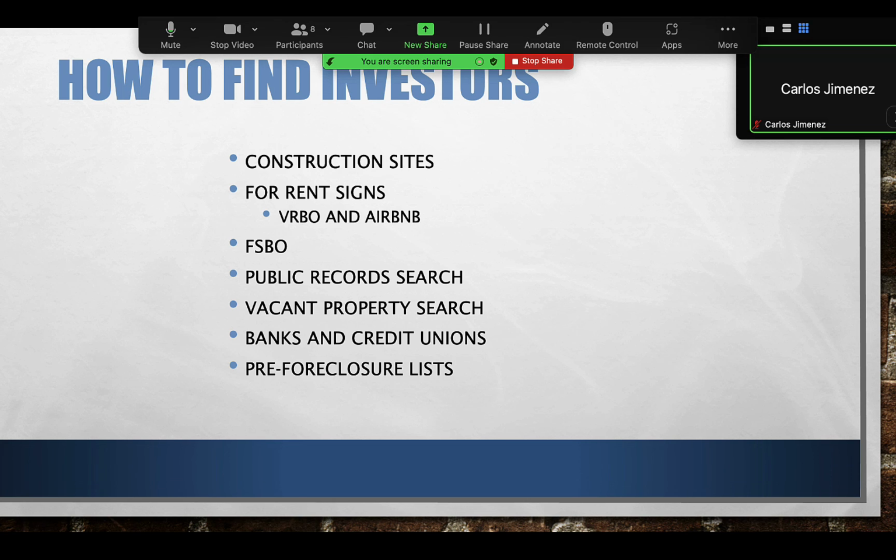And then finally, pre-foreclosure lists. If you get your pre-foreclosure lists, or even go to your local auctions, you can meet investors there and use the pre-foreclosure list to attract investors. Because I've never met an investor who's not interested in buying a foreclosure, okay? 99% of investors want properties at a discount. They're not looking to pay retail prices. They're looking to buy under market and resell it, or buy it under market, repair it, and rent it, okay?